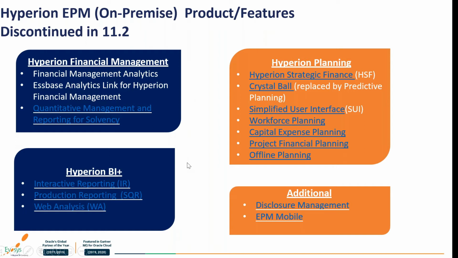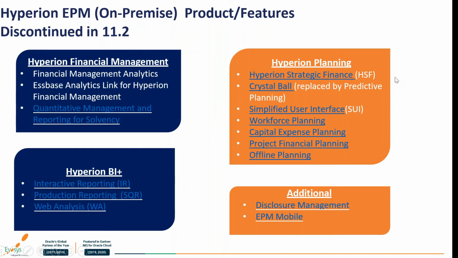The next part is on Hyperion BI. A lot of our customers, or people across the globe, definitely use Hyperion with the BI. Some of the features that are being taken off are interactive reporting, production reporting, as well as web analysis, which is quite popular. So these are some of the things that will be taken off in 11.2.